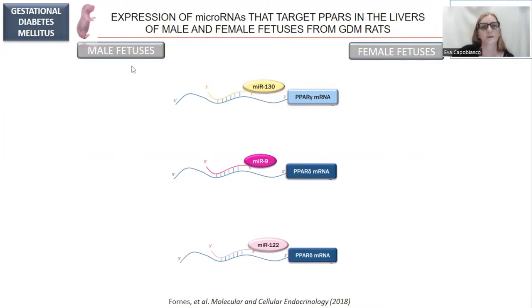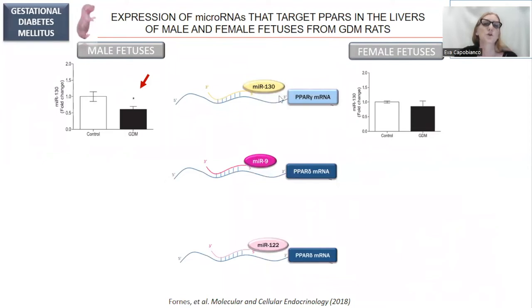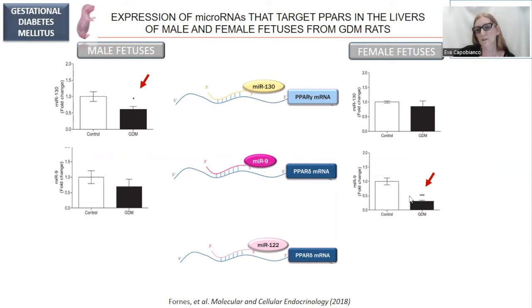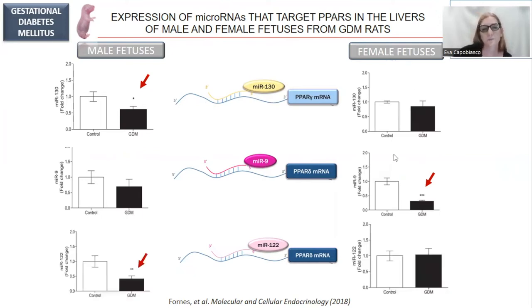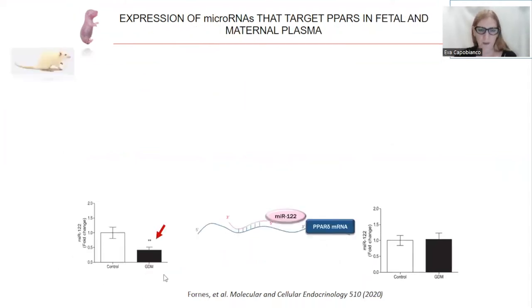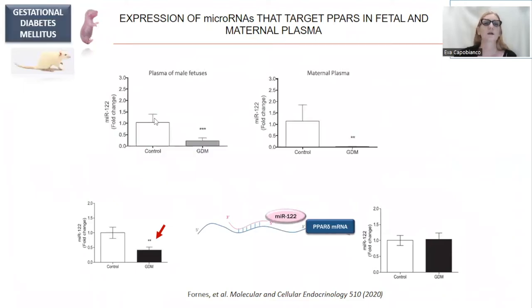And we observed that in male fetuses, the expression of MIR130 was decreased, the expression of MIR9 was decreased in the liver of female fetuses, and the expression of MIR122 was decreased in the liver of male fetuses. We also measured the levels of MIR122 both in plasma of male fetuses and in plasma of the mother. And we found that in both cases, the expression of MIR122 was decreased.